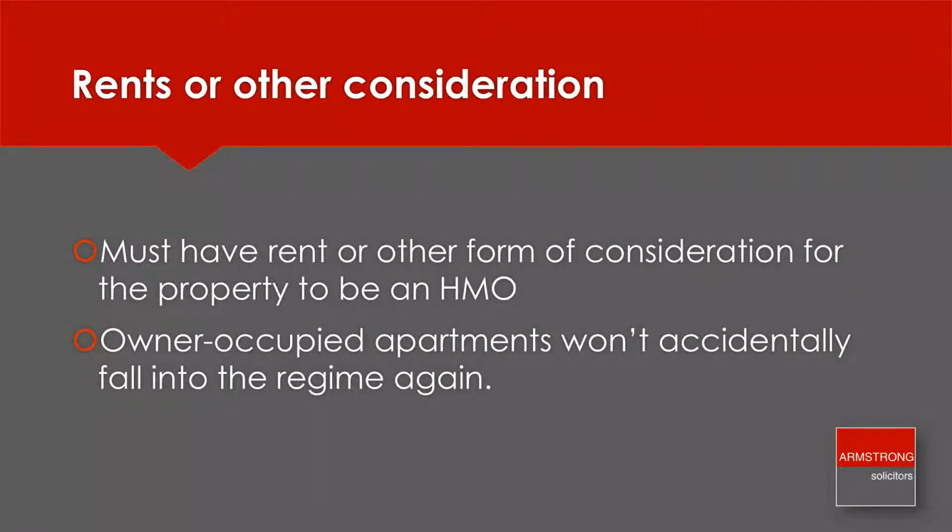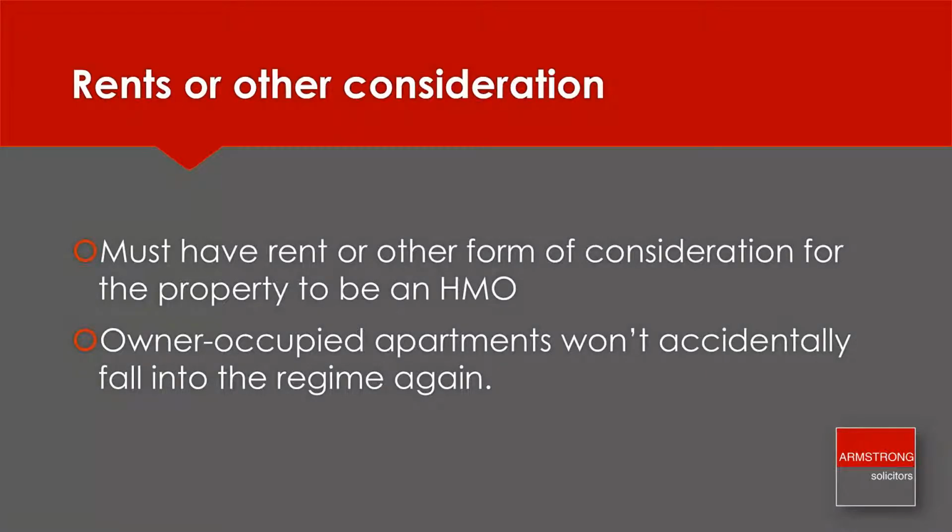The final thing to look at is rent or other consideration. You must have a rent or other form of consideration for the property to be an HMO. So owner-occupied apartments won't accidentally fall into the regime the way they did before. One of the earlier slides I showed had photographs of Victorian houses.